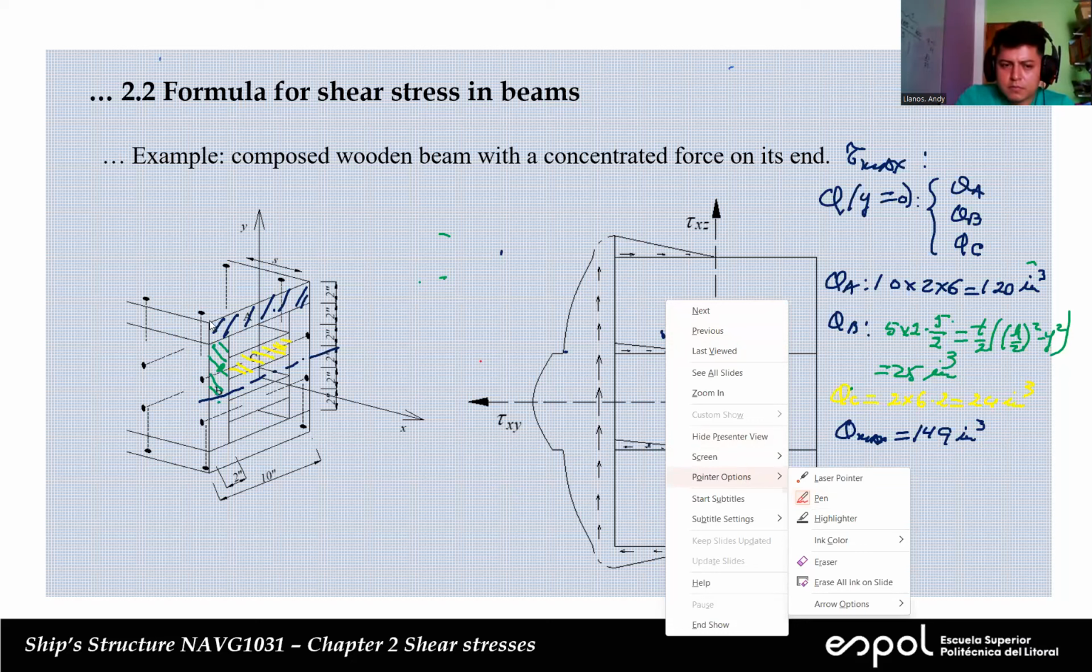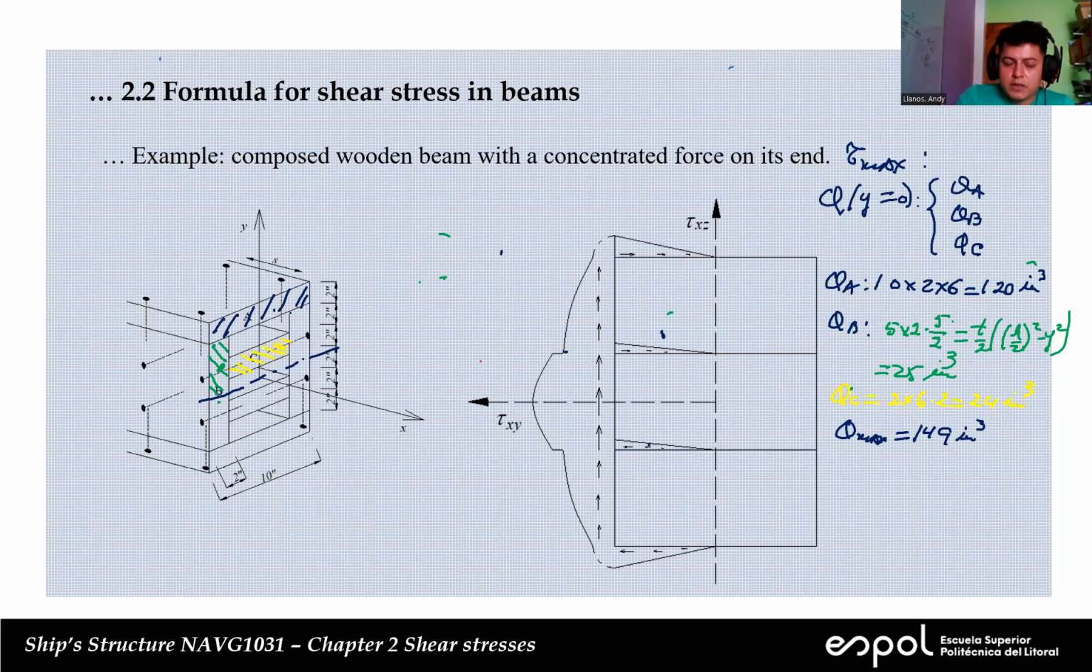Okay, so I have this area. The total width is 10, and the height of this board is 2. Then the distance from here to half of this, only up to here, is not the centroid. From here, it's 5. I have 1, 3, 5, and 6. The centroid is here, and this is the neutral axis of the whole section. So you have 1, 3, 5, 6.